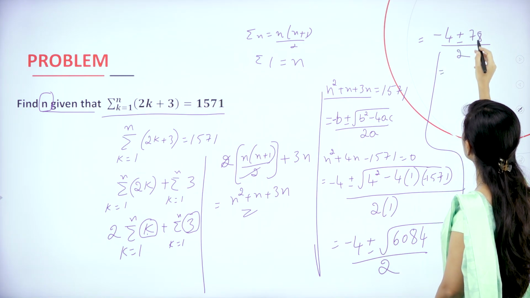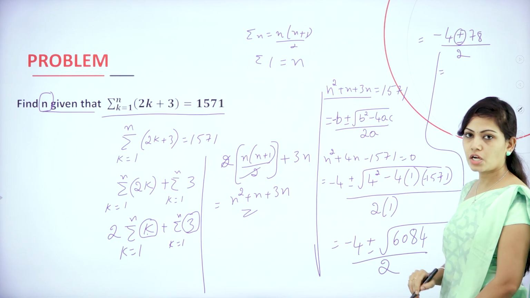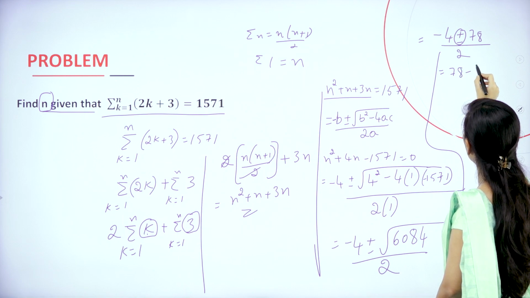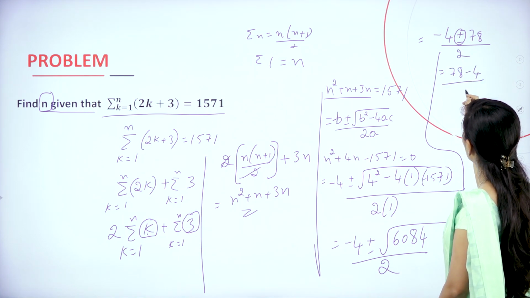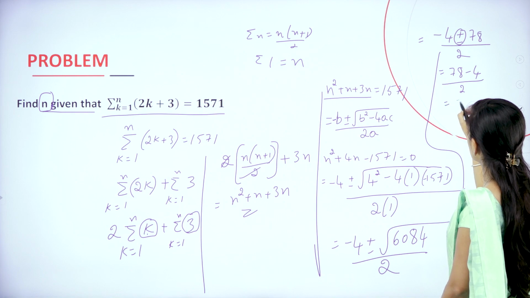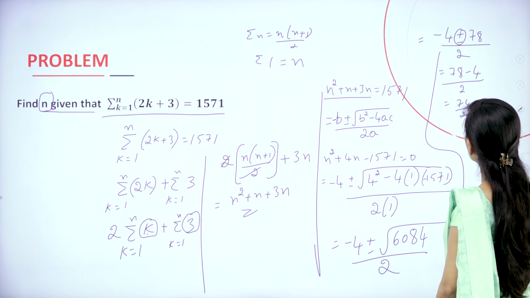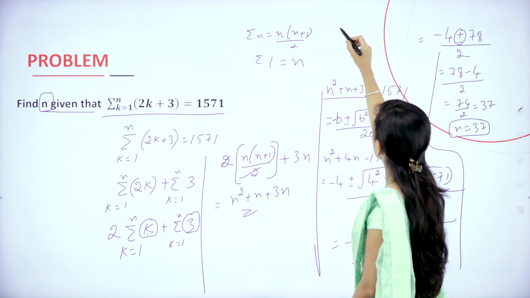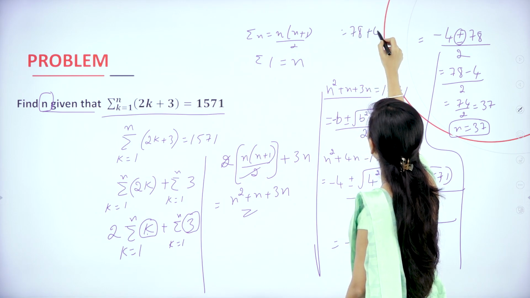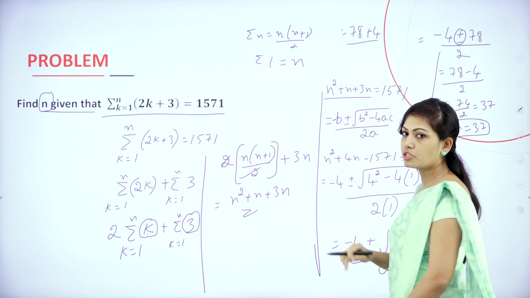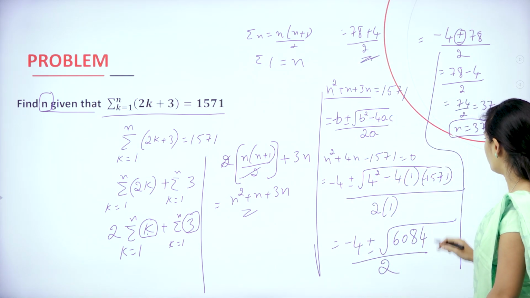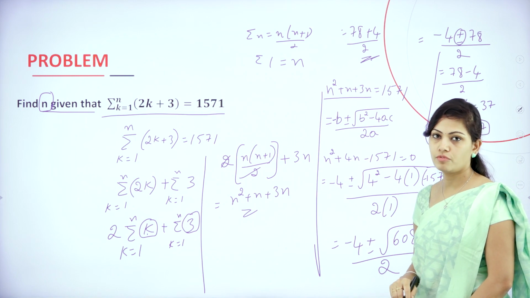So minus 4 plus or minus 78, divided by 2. Here we have plus or minus, so you can use either sign. I'll take plus: 78 minus 4 is 74, by 2 is 37. So n is equal to 37. And also you can find it for the other sign, minus or plus. So here the value of n is 37.